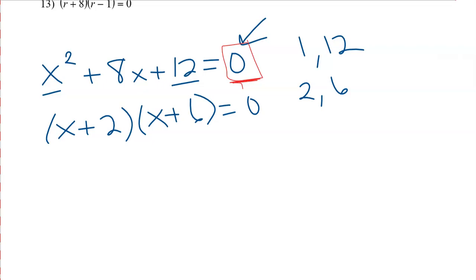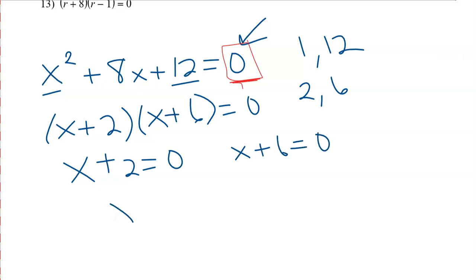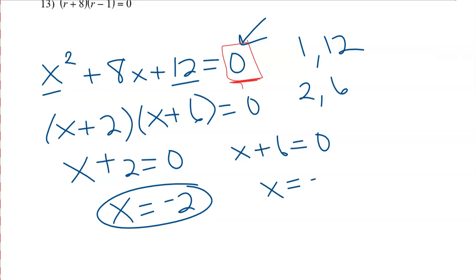So x plus 2 times x plus 6 equals 0. And then I go ahead and solve. So x plus 2 equals 0, or x plus 6 equals 0. We solve both of those, so x equals negative 2, and x equals negative 6.